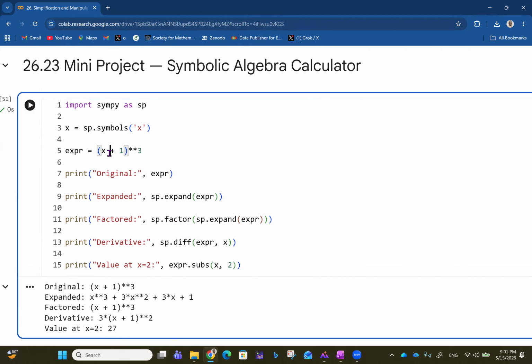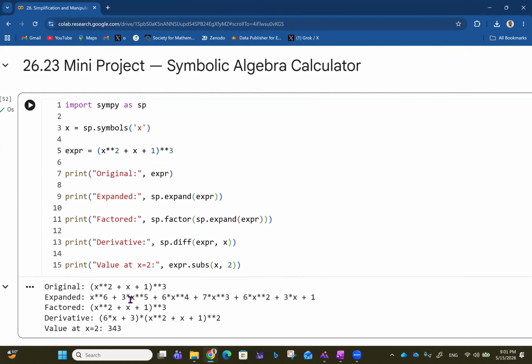What if I make it a bit more complicated and say this is x squared plus x plus 1, and do the same thing? It gets more serious, and you see (x squared plus x plus 1) raised to power 3. If you expand, you get x raised to power 6 plus 3x raised to power 5 plus 6x raised to power 4 plus 7x raised to power 3 plus 6x raised to power 2 plus 3x plus 1. Factored, you have (x squared plus x plus 1) all raised to power 3. The derivative is of course different: 3 into the derivative of the inside, that's 2x plus 1, then (x squared plus x plus 1) raised to power 2.